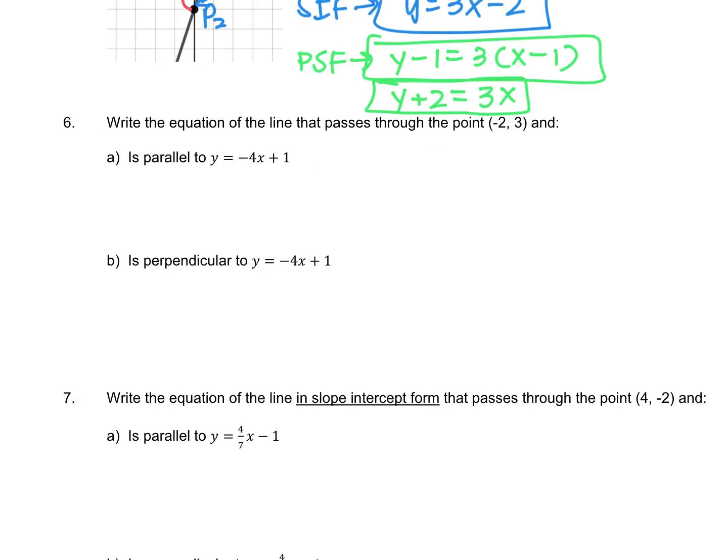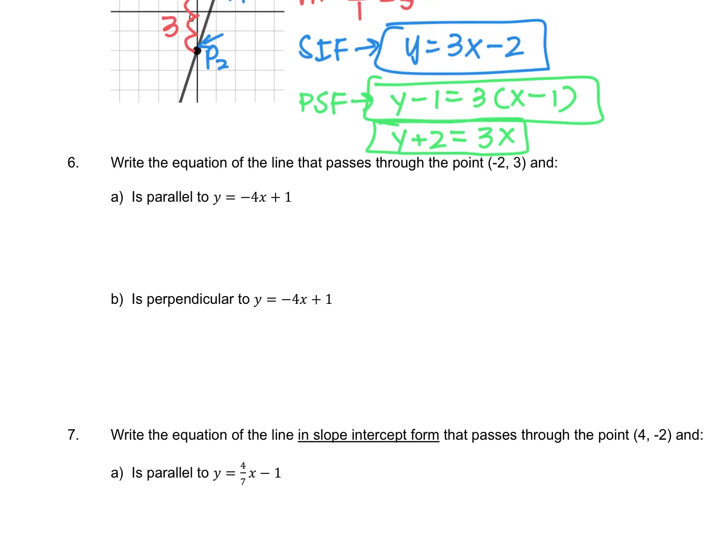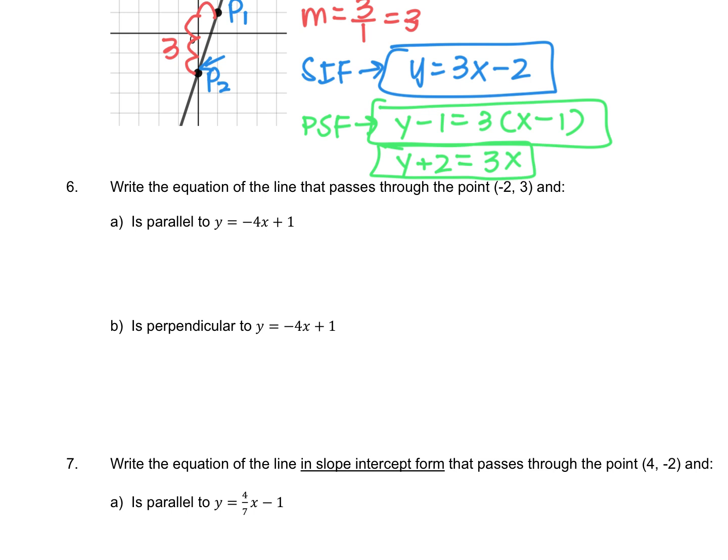Okay, number 6 says write an equation of a line that passes through the point -2, 3, and it gives us two sub-questions. Question A says is parallel to y equals -4x plus 1. Question B is perpendicular. So if it's parallel, is it going to have the same slope or a different slope? Same slope. So that means the slope is going to be -4 for A, because it's going to be the same as the slope of this equation.